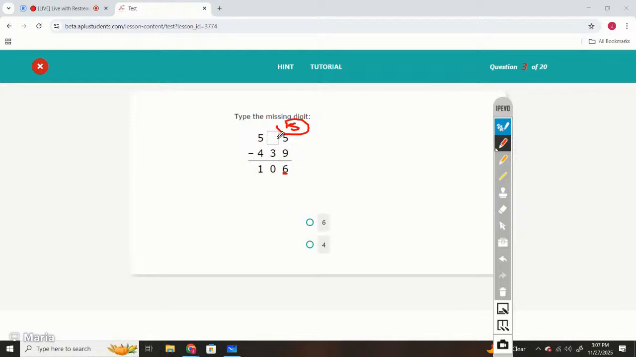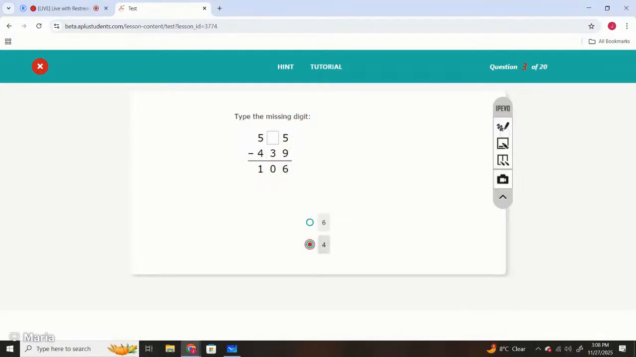You are given 2 of the numbers. Here you have 0. So that must be 4 because you borrowed 1 from here. So you are left with 3. And 3 take away 3 is 0. The correct option is 4. Option number 2 is the correct option.